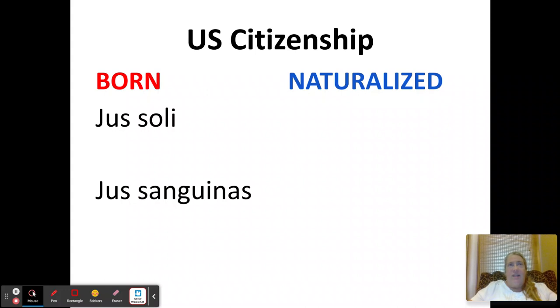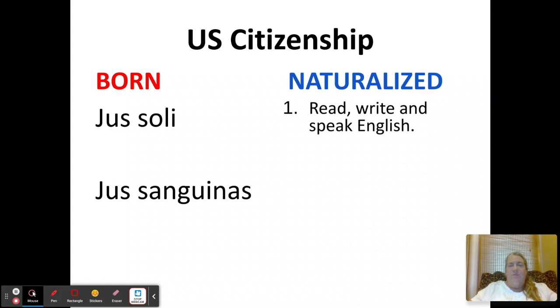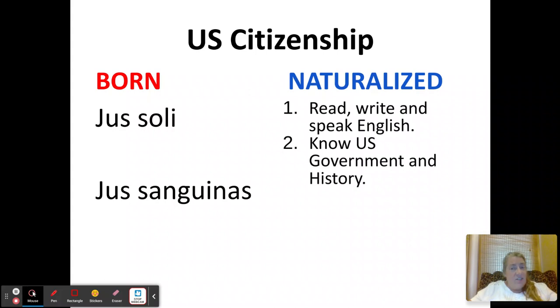The second way to be a U.S. citizen is what we call naturalization. Naturalization has four components to it. A person has to be able to read, write, and speak English. A person has to know U.S. government and U.S. history and pass a test. And a person has residency requirements.